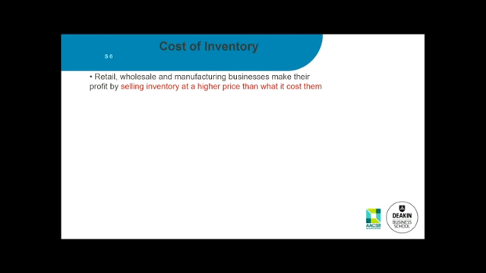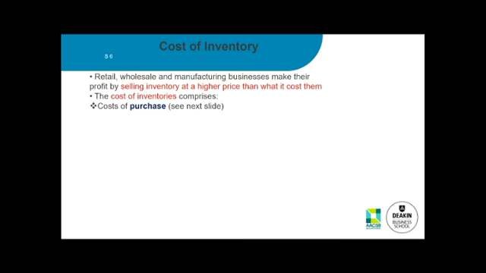So retail, wholesale, and manufacturing businesses make their profits by selling inventory, hopefully at a price that is higher than what it costs them to make them. For a wholesaler or retailer, it's going to be the price of purchase of that inventory from a manufacturer, maybe some other expenses. We'll have a look at them later. For the manufacturer, it's these three different types of expenses and different stages of production.